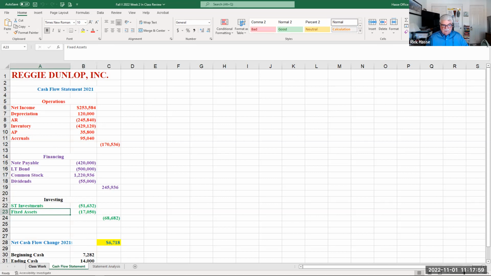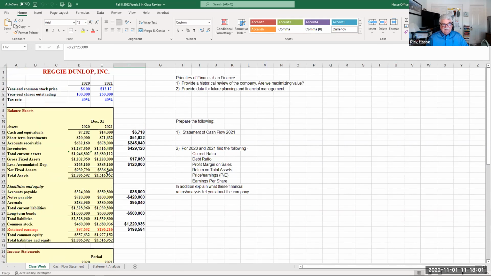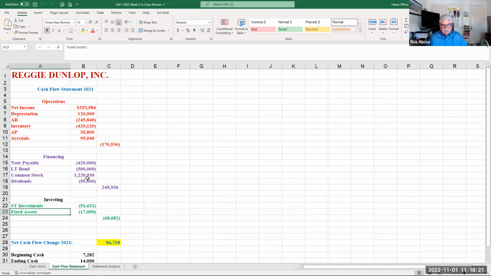Well, this particular period of time, we invested in assets. Short-term investments went up $51,632. Fixed assets went up $17,050. That means we purchased additional physical fixed assets and investments. That's cash going out.